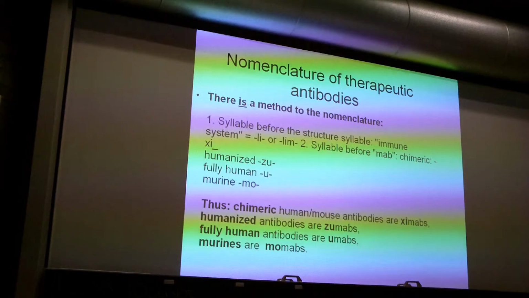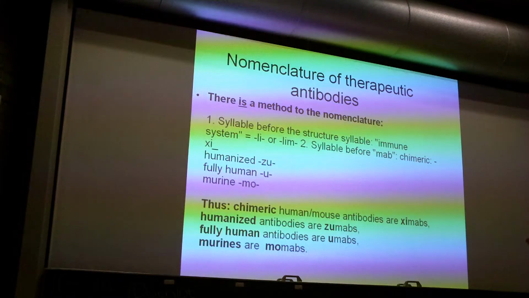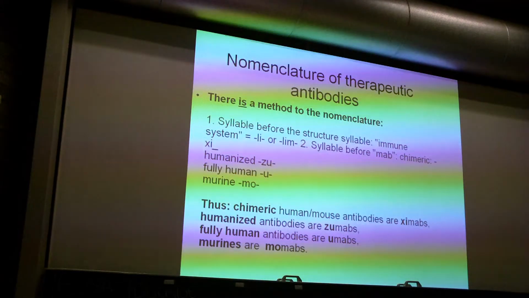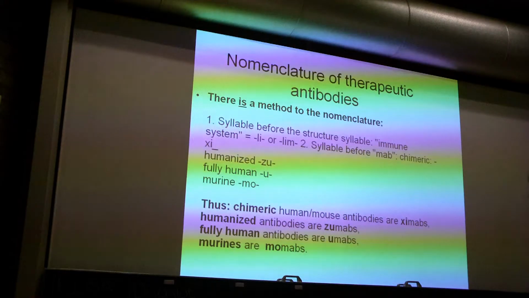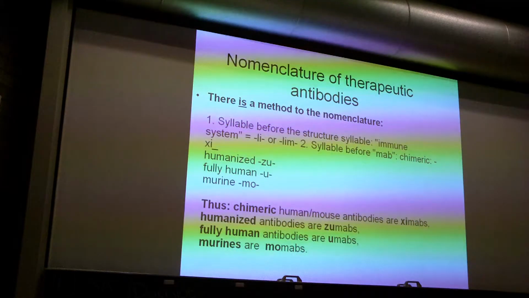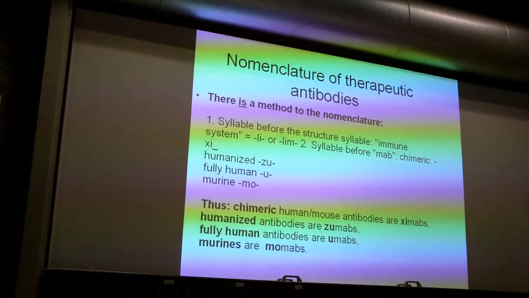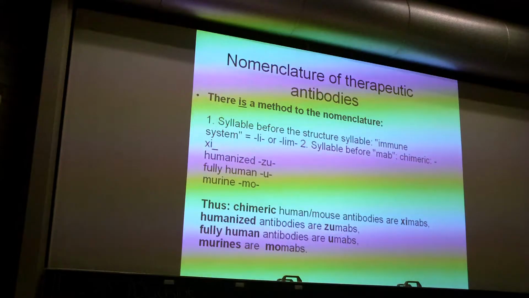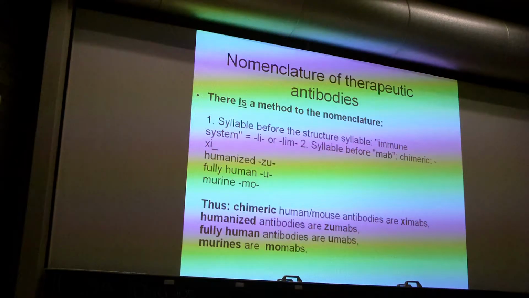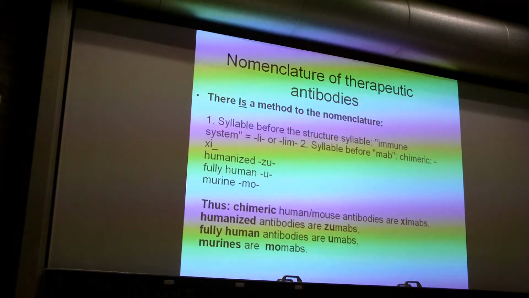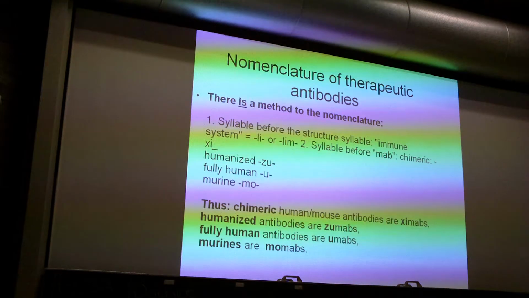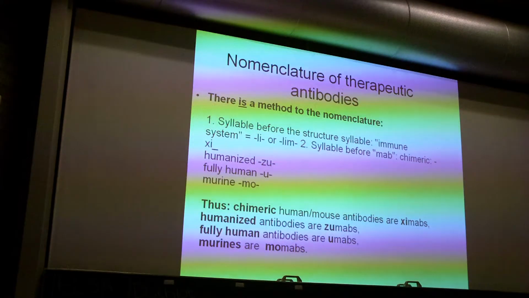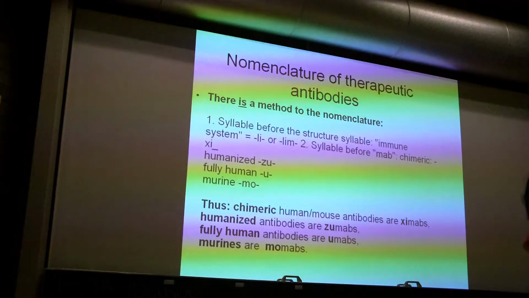Then it's the second syllable, for example, the field in which it is used. Neu, for example, is for neurological, because it was a neurological antibody. The mab is for monoclonal antibody. And then, depending on where the source is taken from, if it's completely human, then there's a u in the name. If it's a murine antibody, so mouse monoclonal, for example, then there's a mo in the name. If it's humanized, and I'm going to explain to you what that is, there will be zu.